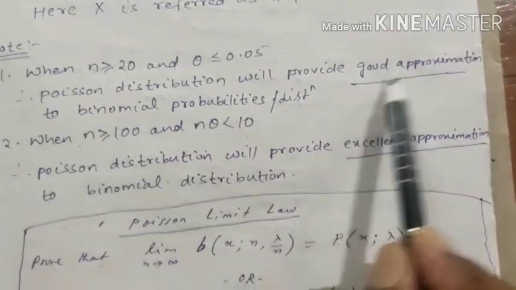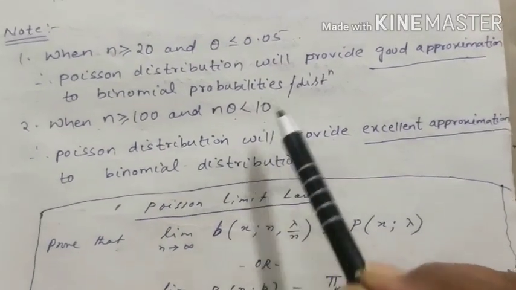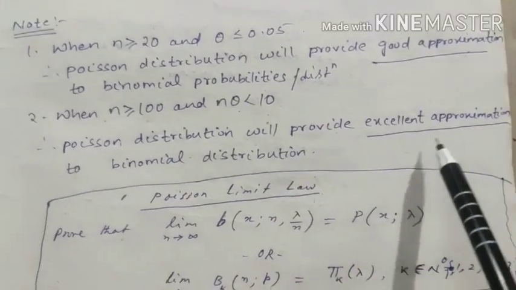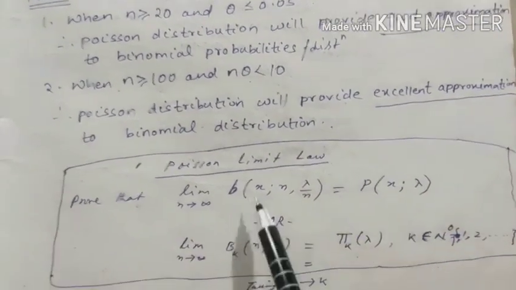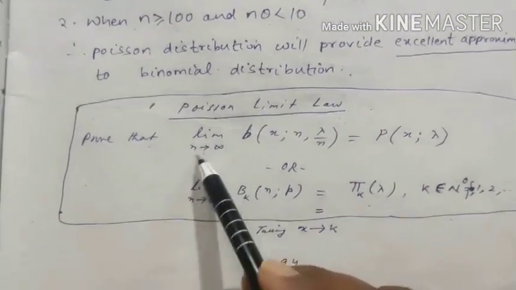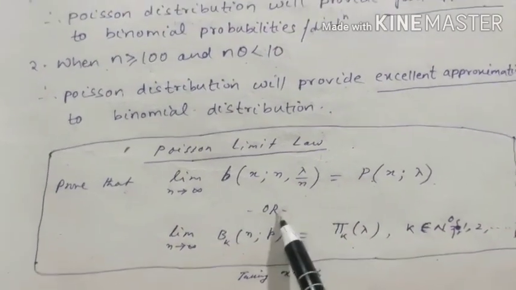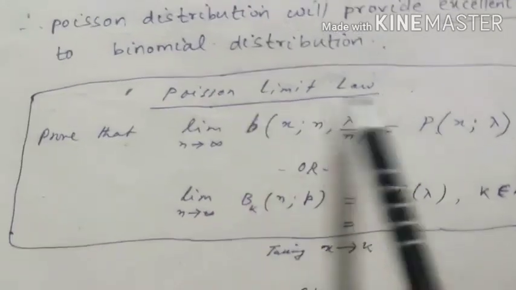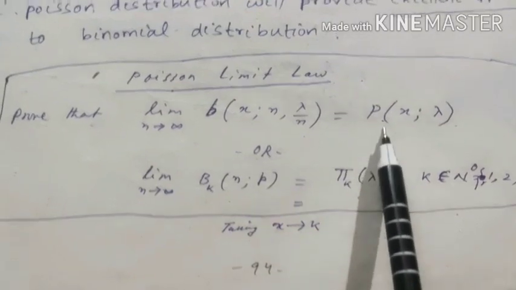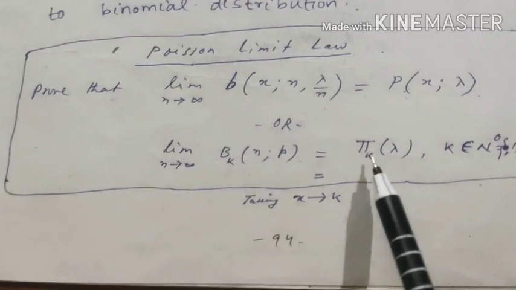The Poisson distribution will provide a good approximation to the binomial distribution when n is greater than 100 and n theta is less than 10. We can prove that the Poisson distribution will provide an excellent approximation to the binomial distribution. This is also called the Poisson limit law. Poisson limit law means the limit as n tends to infinity of b of x; n, lambda by n is equal to the Poisson distribution. This is called the Poisson limit law. In other books, it can be referred to as b of k; n, p equal to pi of k; lambda.